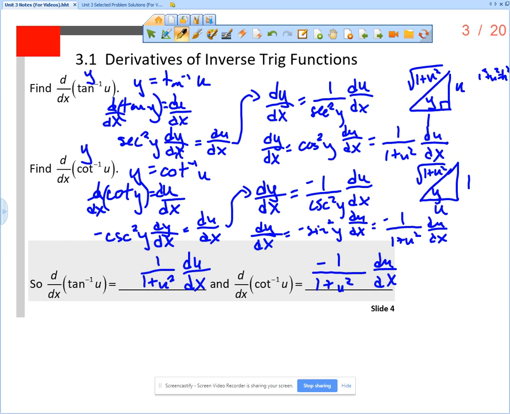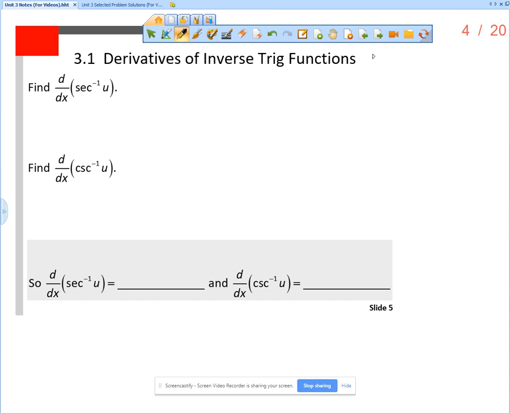All right, so now, lastly, we have the derivative of secant and cosecant. Almost the exact same thing. So let's let y equal secant inverse of u. So secant of y equals u. Now I'm going to draw a right triangle. Secant of y is u.